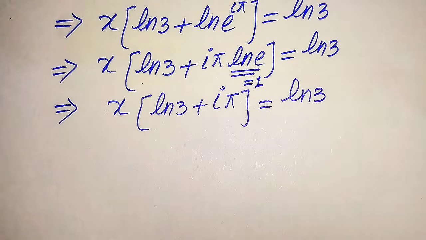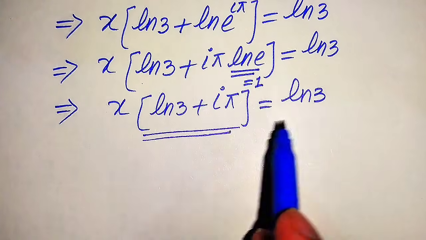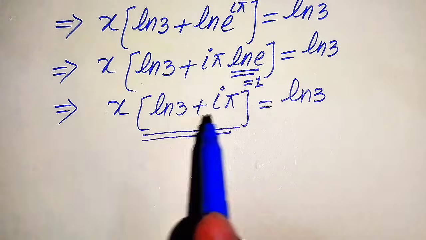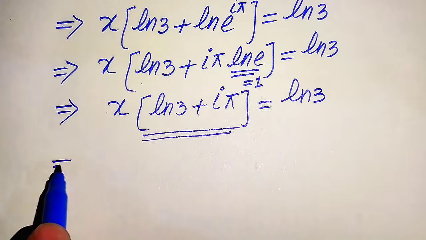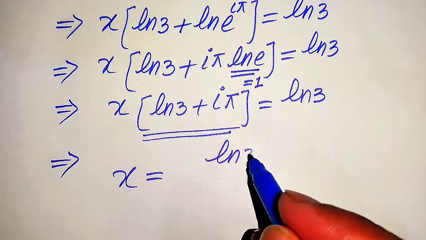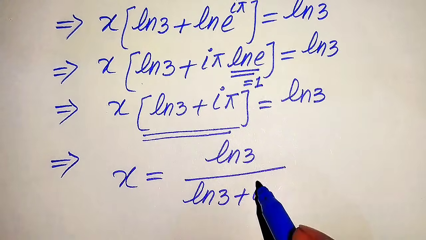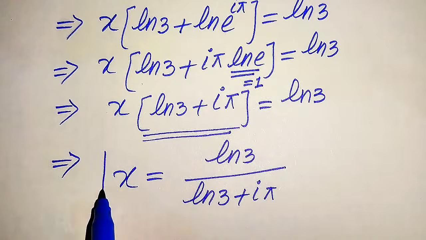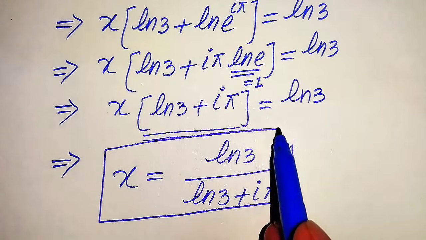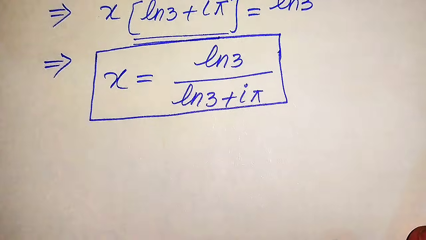Because our target is to find the value of x, we move this whole term from the left hand side to the right hand side. It is multiplied by x, and when we move it to the right hand side it is divided, and we get the value of x is equal to log of 3 divided by log of 3 plus iota pi. So this is the value of x, the final answer of this question from the first method.